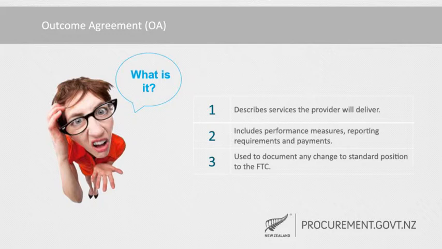There are two versions of the outcome agreement. A version for use when there is one agency party to the outcome agreement, and a version for use when there are multiple agencies party to the outcome agreement. Both use an appendix system to document the flexible parts of the outcome agreement.